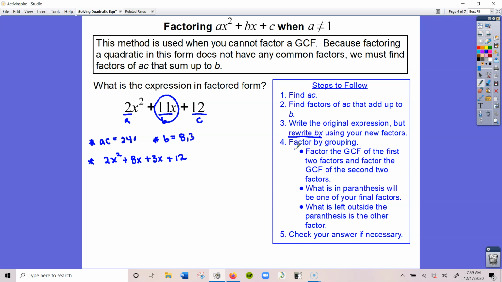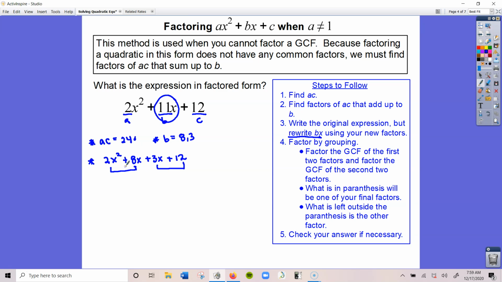And now you're going to factor by grouping. Factoring by grouping is simply when you group these two terms together and these two terms together. And the order in which you write your b, like if you wrote 3x plus 8x, does not matter. You would still end up with the same answer at the very end. Your work in the middle may look different, but the final would still be the same.